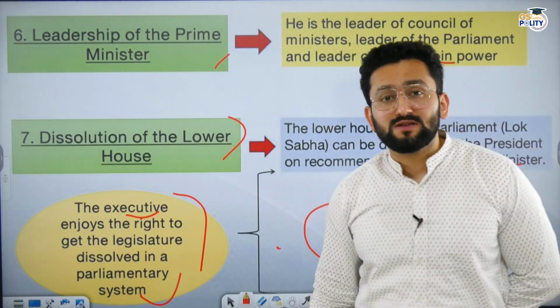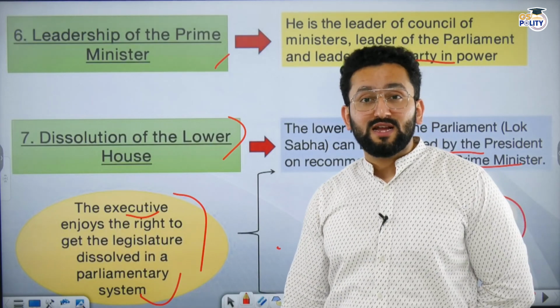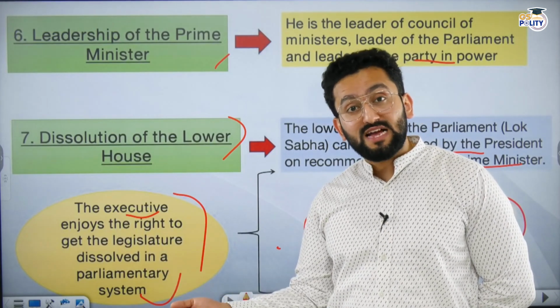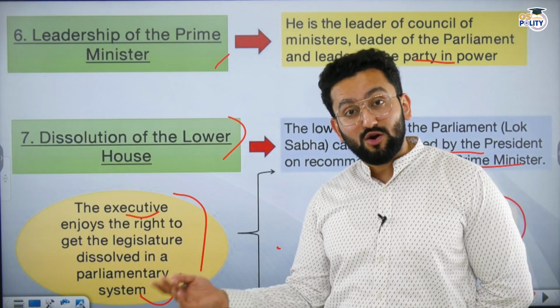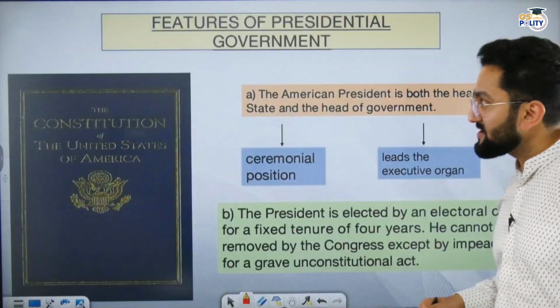That statement would be false, because I've just told you about collective responsibility. Who has collective responsibility? The executive, the government, has collective responsibility towards Lok Sabha, because they have the majority there.